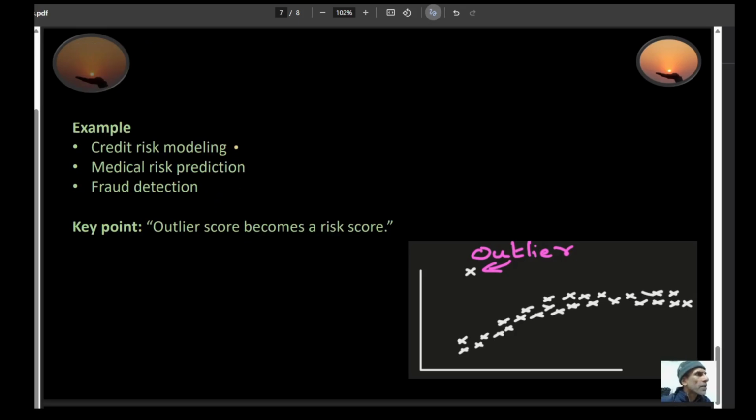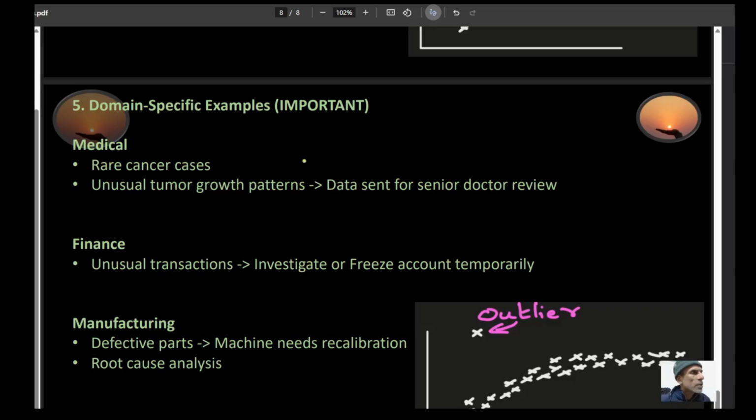For example, in credit risk modeling, medical risk prediction, or fraud detection, you do not want to delete your outliers. You want to keep them, because in this particular instance, your outliers become a risk score. So let's look at some domain-specific examples of outliers.